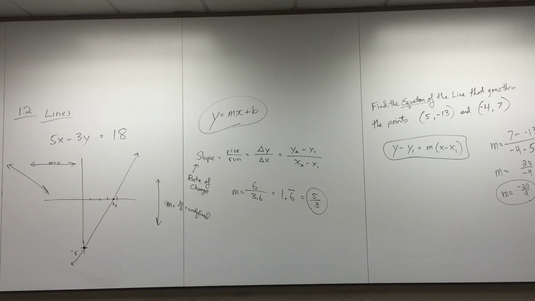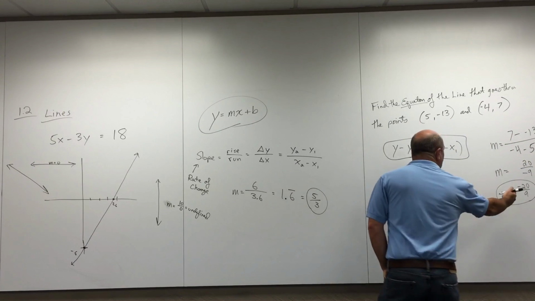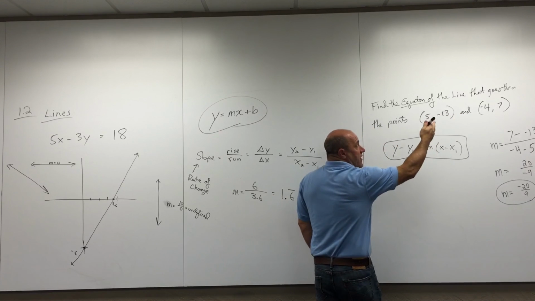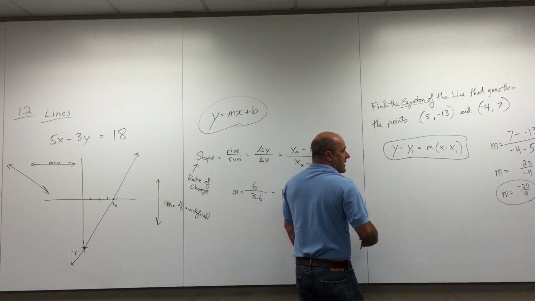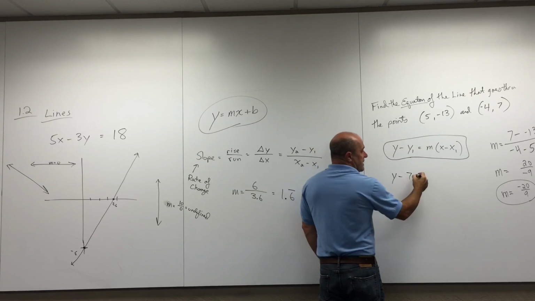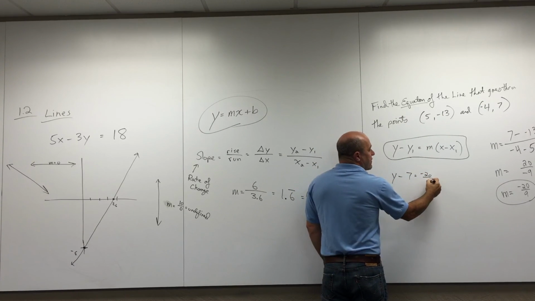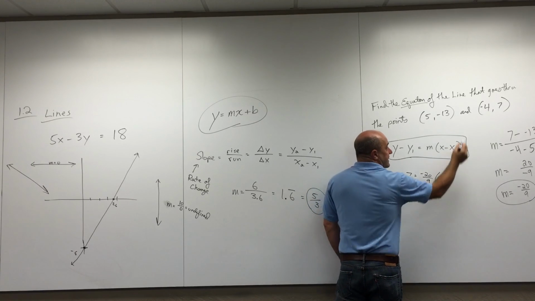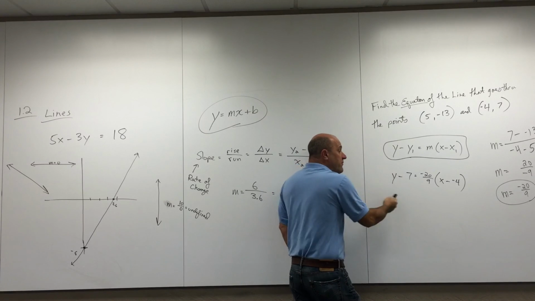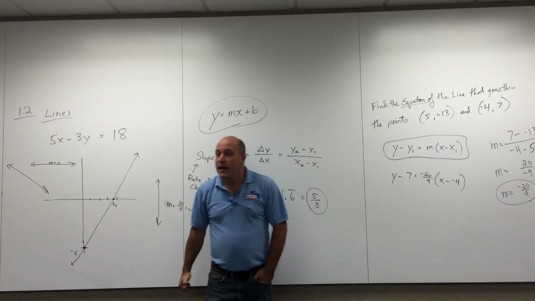2.2222222222, repeating. Negative 2.222222222, right. But anyway, negative 20/9. Okay, what now? Oh, I got the slope. And if I use that slope and one of these points, I don't need both of them, I can write the equation of a line. y minus that y value 7 equals this negative 20 over 9 times x minus that x value negative 4. There you go. There's the equation of the line.